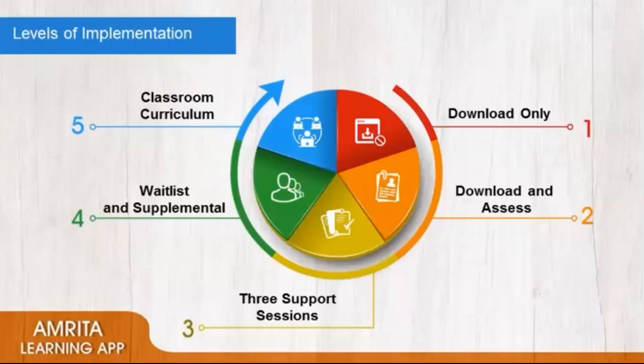The fourth level would be to use the material all the way up through level 3, but adding on to it that you use it as a waitlist curriculum or supplemental curriculum so that adults can learn at home as well as in school. The fifth would be for people who really just want to make sure everyone is learning as much as they can. They have an extra room, they have an extra teacher or someone volunteering, but they don't have funding for curriculum.